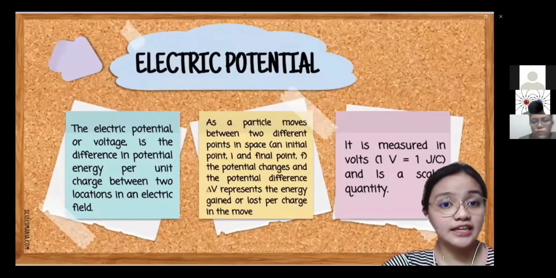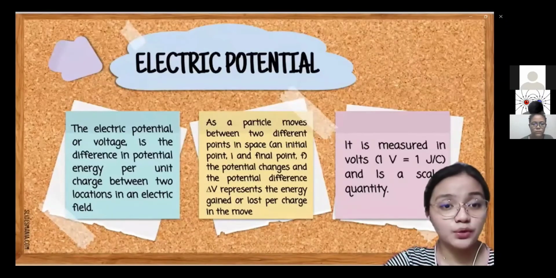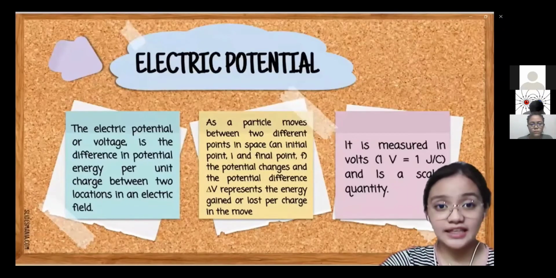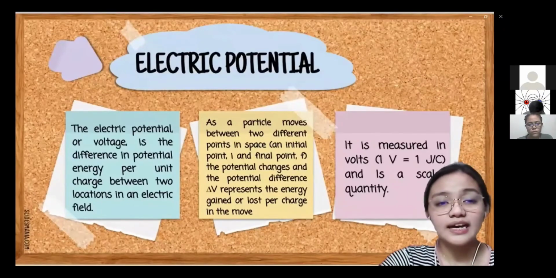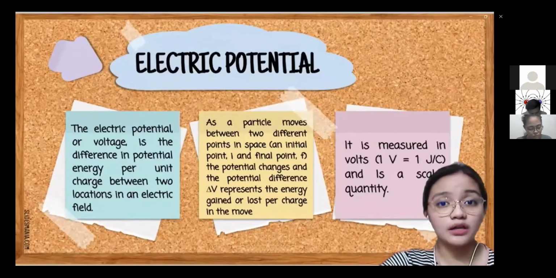So the electric potential at any point in an electric field is the electric potential energy per unit charge at that point, and electric potential is designated as V. It is measured in volts. 1 volt is equal to 1 joule per coulomb and is a scalar quantity.